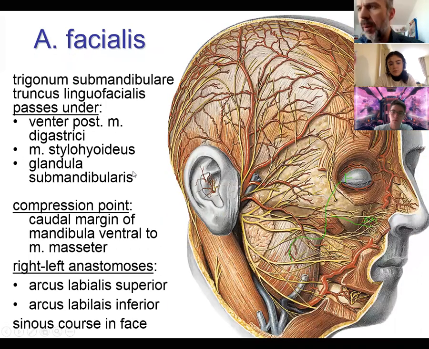Okay, now let's talk about the topography. So first, where we have the gland, it's inside the submandibular triangle. Sometimes it originates together with the lingual artery, so we can have a variant which is called linguofacial trunk. Then, as we said, it passes under two muscles, and it passes under, or it pierces, the submandibular gland. We can palpate it here on the caudal margin of the mandible, ventral to the anterior margin of masseter, and then it continues in the face. So, do you have questions about these?